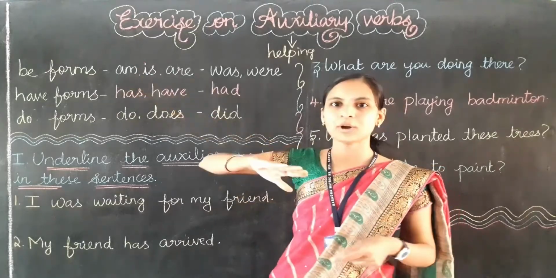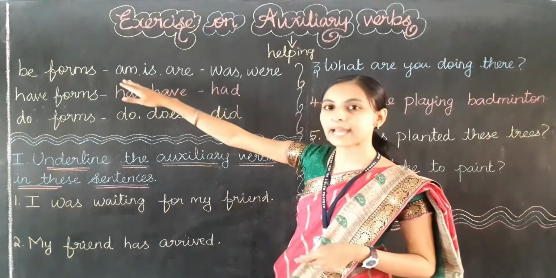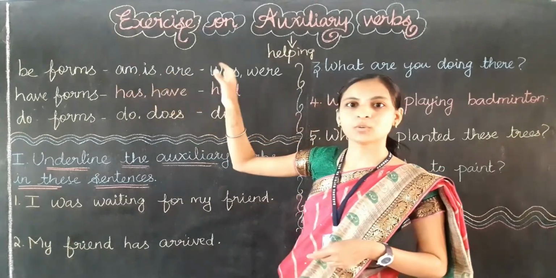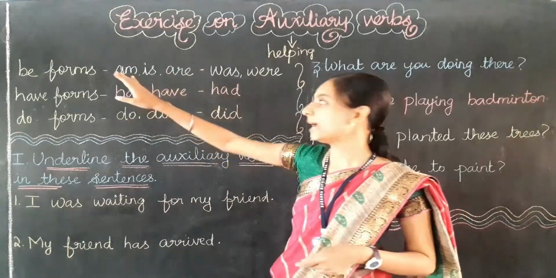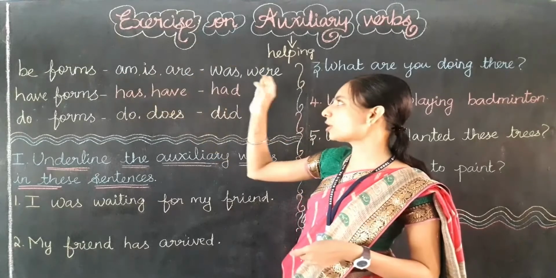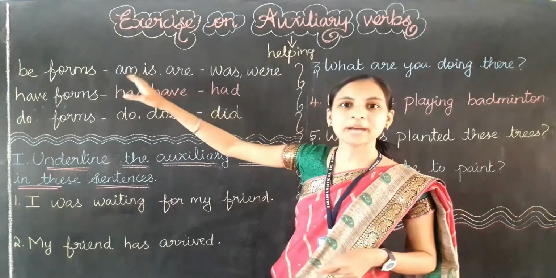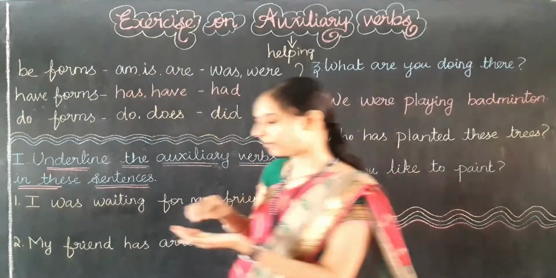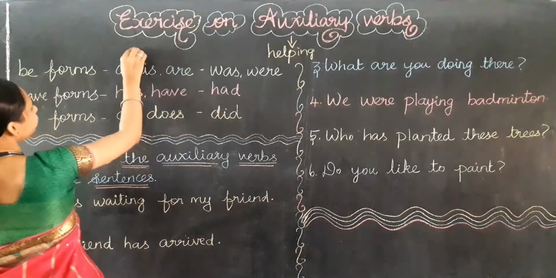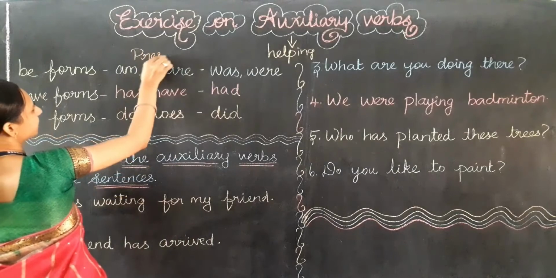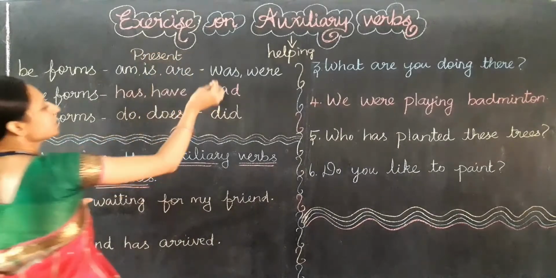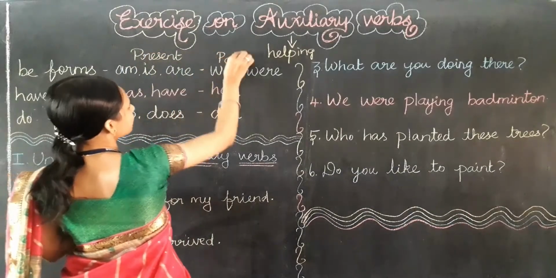What are be form verbs? Be form verbs are am, is, are, was, were. I repeat, am, is, are, was, were. These are the be form verbs. Here am, is, are are the present verbs. I can write here present, and was, were are the past.